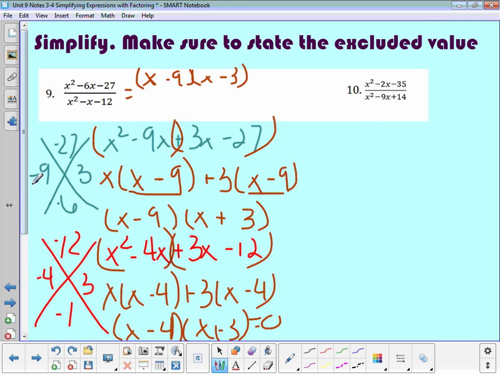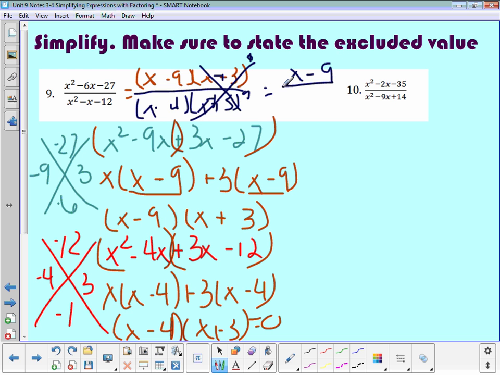Then on the bottom here, I'm going to write this as, oops, this should be plus 3. I'm going to write this as x minus 4, x plus 3. So the plus 3 came from this first one here and this one here. Because all of these factors are multiplied, we can go ahead and cancel out those overlapping factors. So that's going to give us x minus 9 on top and x minus 4 on the bottom.